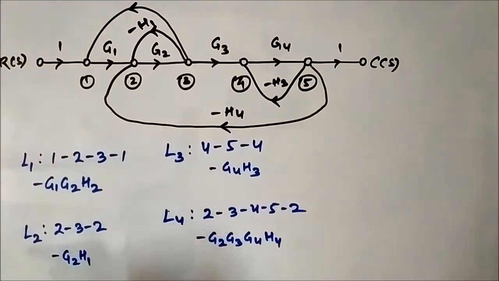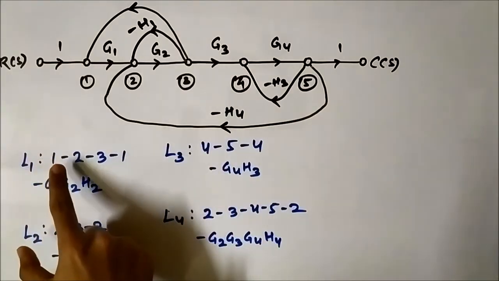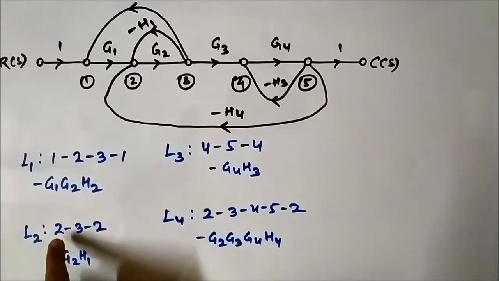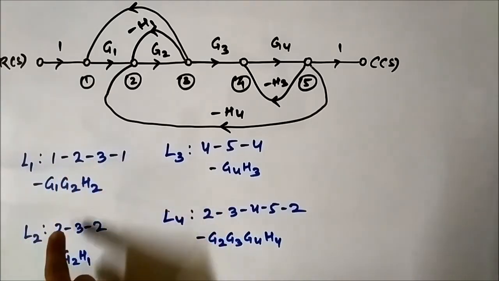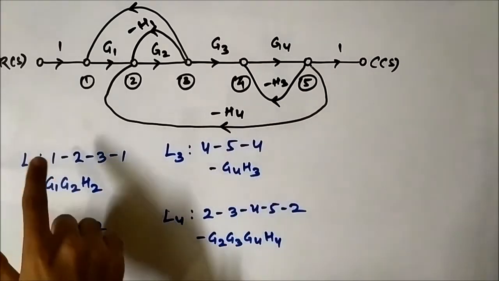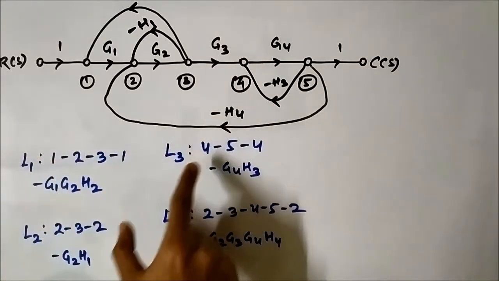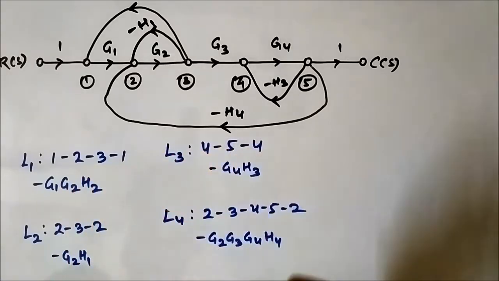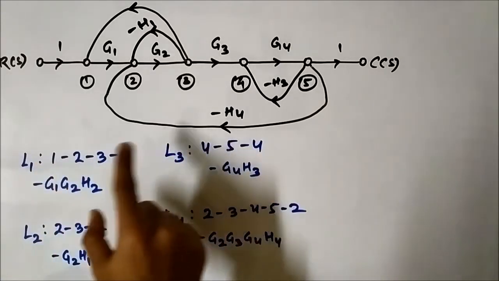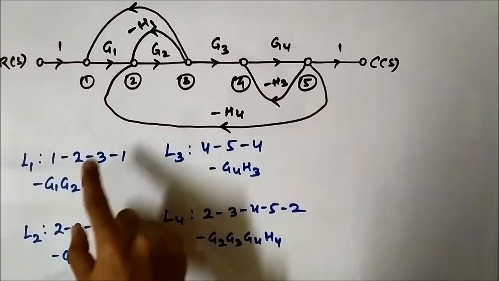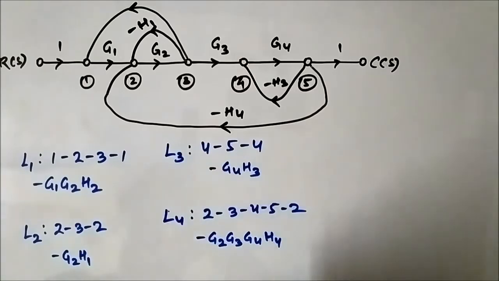First, let us consider loop number 1. First, compare L1 with L2. 1, 2, 3, 1. Here it is 2, 3, 2. So 2 and 3 are common in L1 and L2. So L1 and L2 are touching. Then we'll compare L1 with L3. 1, 2, 3, 1. Here it is 4, 5, 4. See, no common nodes between L1 and L3.